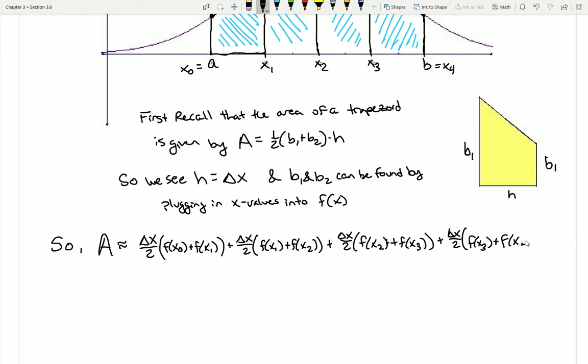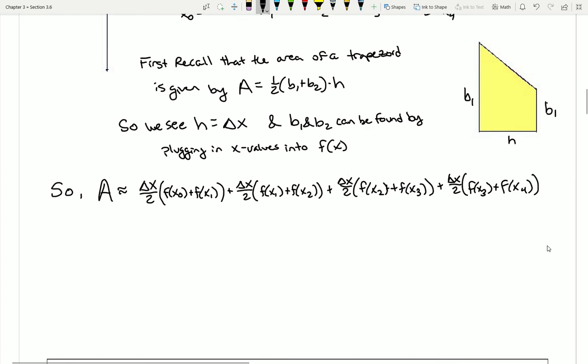plus f of x4. Now I'm going to try to simplify this formula just a little bit, because I'll notice that if I have a bunch of items added together, but they all have something in common, doesn't seem like there's any problem then with taking that common item of delta x over 2 and pulling it out of everything.